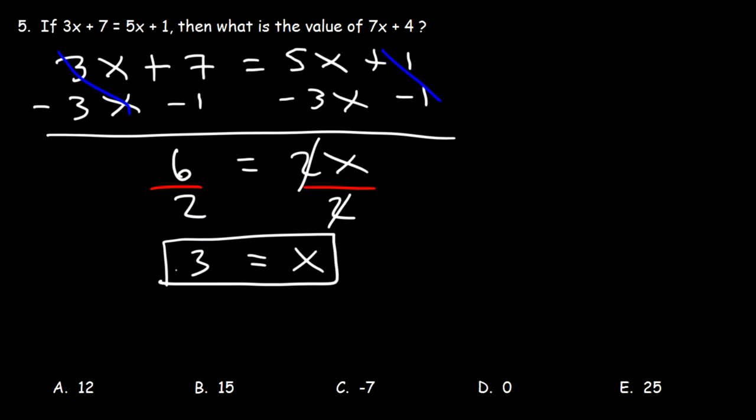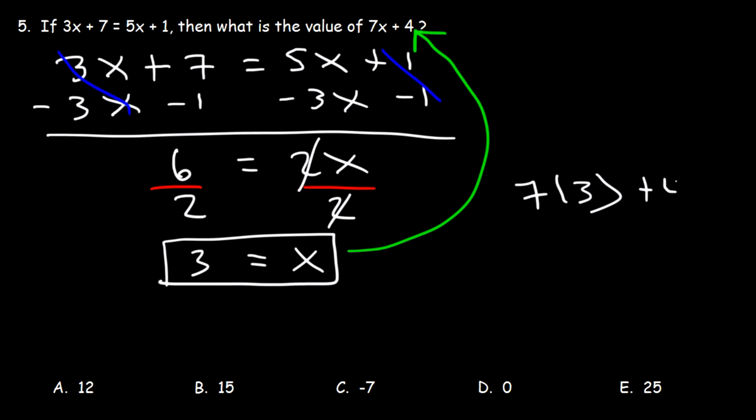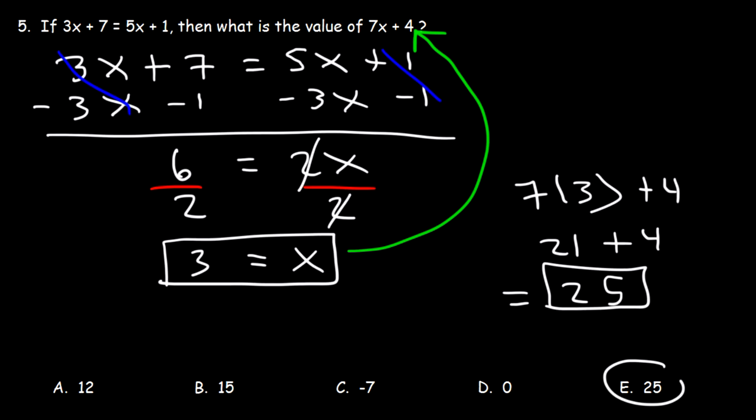Now that we have the value of x, we can use it to find the value of 7x plus 4. So that's going to be 7 times 3 plus 4. 7 times 3 is 21. 21 plus 4 is 25. So E is the answer.